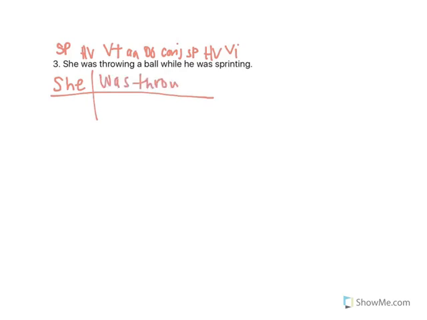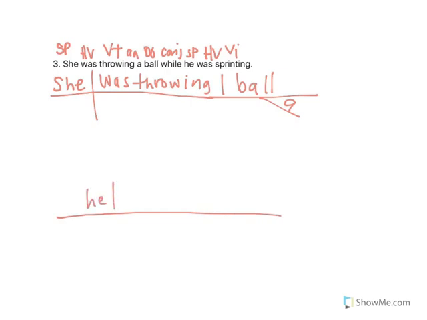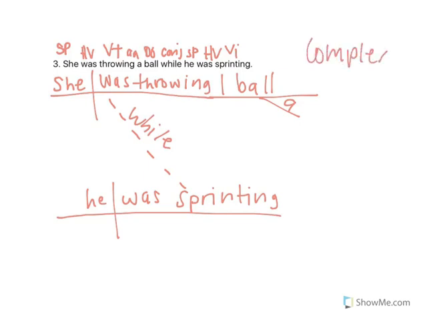Our verb phrase was throwing. Ball, the direct object. She was throwing a ball. And then the dependent clause is he was sprinting. Remember, we connect these just like this. So this is going to be a complex sentence, and it's a declarative sentence.